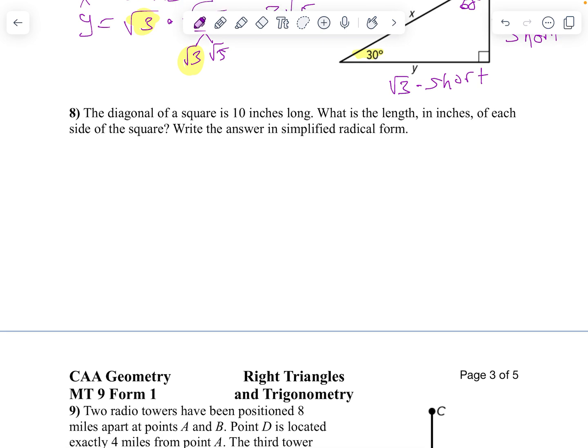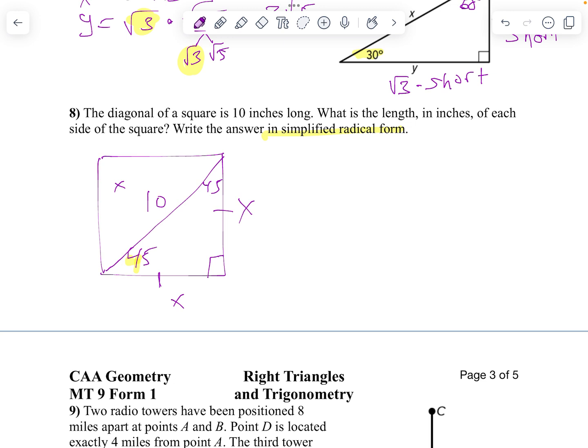On question number 8, we have a square that has a diagonal that's 10 inches long. I want to know the length of each side of the square, and I want to write my answer in simplest radical form. Once again, no SOHCAHTOA, because I want the exact answer. Well, it's a square, so I know these two sides are the same, which makes it a 45-45 right triangle. In other words, we got x, and this side is x times the square root of 2. In other words, x square root of 2 equals 10.